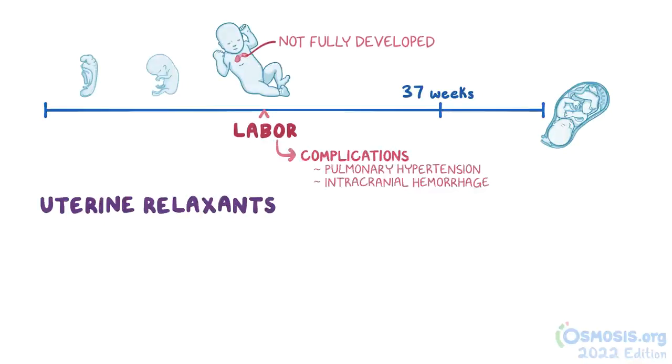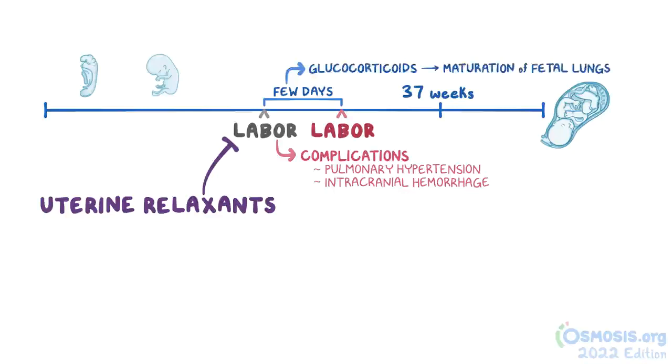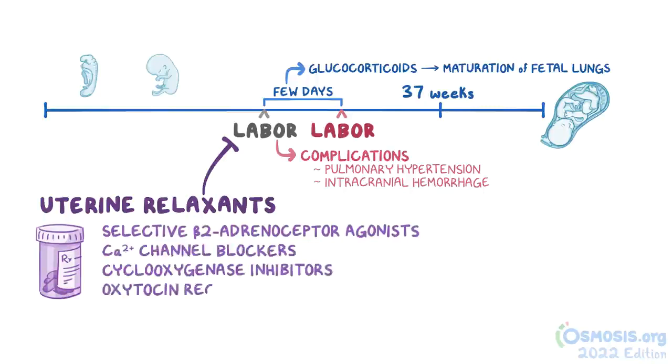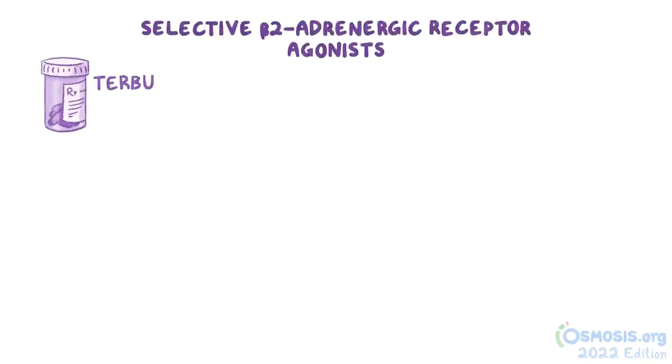So in this case, labor can be suppressed with uterine relaxants, thus giving the fetus a few more days in the uterus. During this time, the mother can be given glucocorticoids to stimulate maturation of the fetal lungs. Uterine relaxants include selective beta-2 adrenoreceptor agonists, calcium channel blockers, cyclooxygenase inhibitors, and oxytocin receptor antagonists. And the indication for all of them is the same: prevention or arrest of preterm labor. Let's start with the selective beta-2 adrenergic receptor agonists like terbutaline.